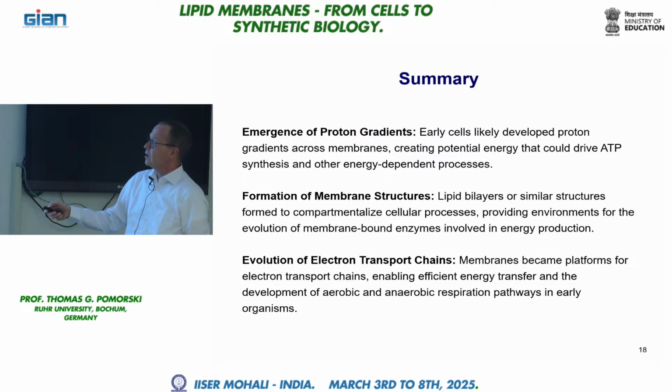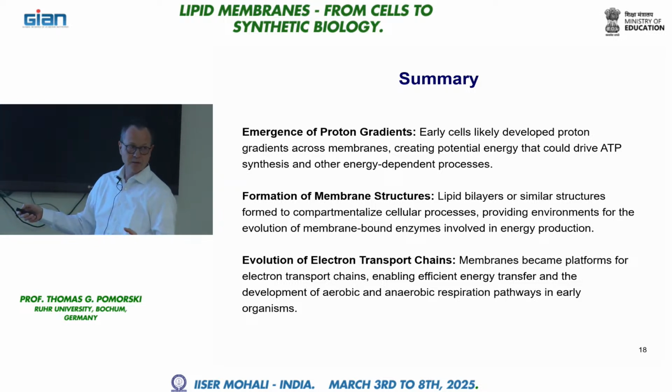Just to remind you, probably the first membranes were used to allow the generation of proton gradients. And these proton gradients were the basis to generate ATP and to allow the uptake of substances by so-called secondary active transporters. And the formation of these membrane structures was the prerequisite that you could have an independent organism. And the evolution of the electron transport chain was important to efficiently use the energy of electrons to generate a proton gradient.